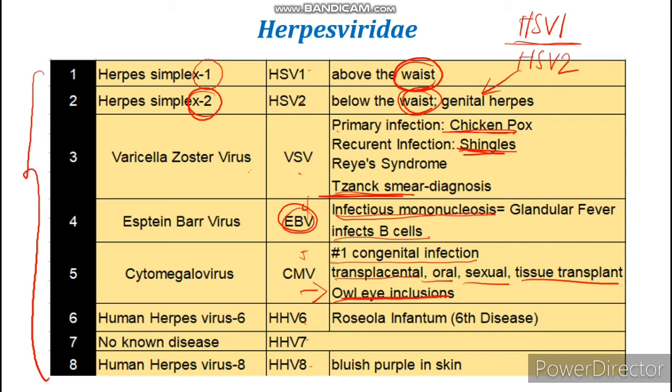And then, your HHV6 or human herpes virus 6 is the cause of Roseola infantum or the 6th disease. And then, HHV7, wala. And then, HHV8, ang distinguishing characteristic lang sa kanya is it causes a bluish purple in the skin.